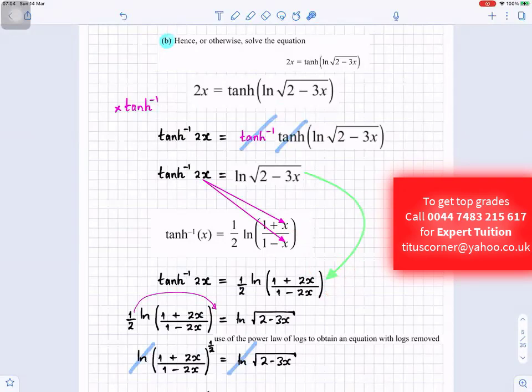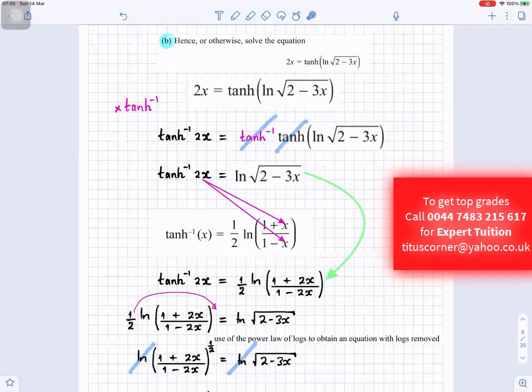And now we know that tan inverse of 2x is this. We would replace that tan inverse of 2x there using this expression. So now we have, instead of tan inverse of 2x, we'll replace it with this because we got that from there. So remember that swap. And then we have half ln 1 plus 2x over 1 minus 2x equals ln square root of 2 minus 3x.